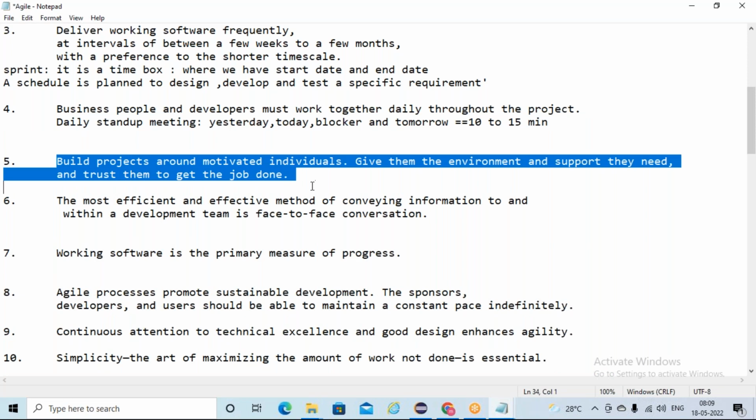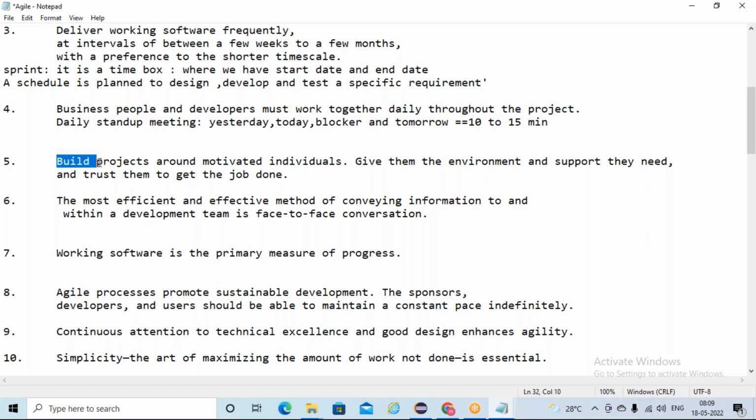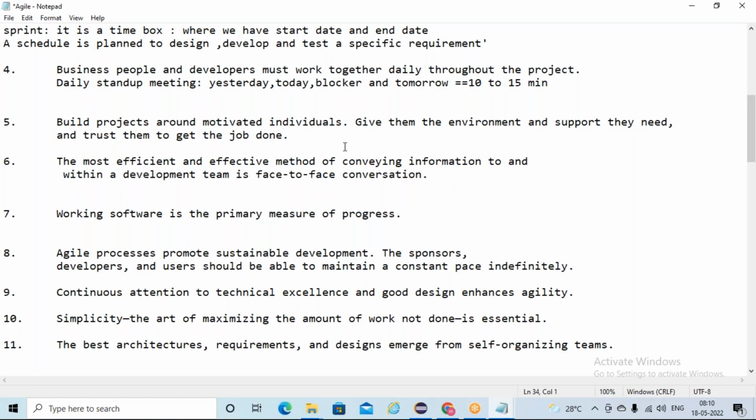Build projects around motivated individuals, give them the environment and support they need, and trust them to get the job done. What is that? Build the projects around motivated individuals, and give them the environment, and you give the support to them and trust them, in order to get the job done. So what does it mean? You are my team, I'm a facilitator. Okay, I'm asking you to write some test cases on user story 1 and user story 2. I'm assigning each one of you one user story, and I ask you to write the test cases.